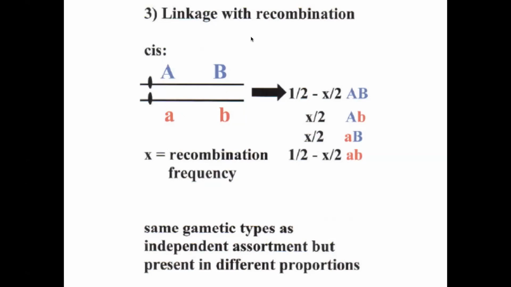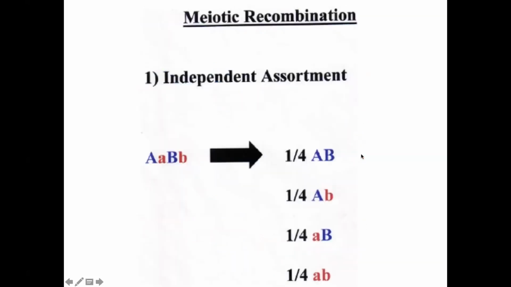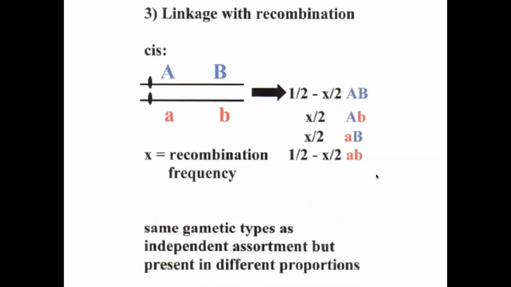Okay, so what's the gametic pool that this individual will produce? Well, in terms of gametic types, you produce the same four gametic types as you do with independent assortment: big A, big B, big A, little b, little a, big B, little a, little b. That's the same as I showed you here. But here we saw a ratio of 1 to 1 to 1 to 1, 25% of each of the four types. But over here, that would not be the case. You produce the same four gametic types, but they're not produced with equal frequency. The recombinant types are going to be produced less frequently.